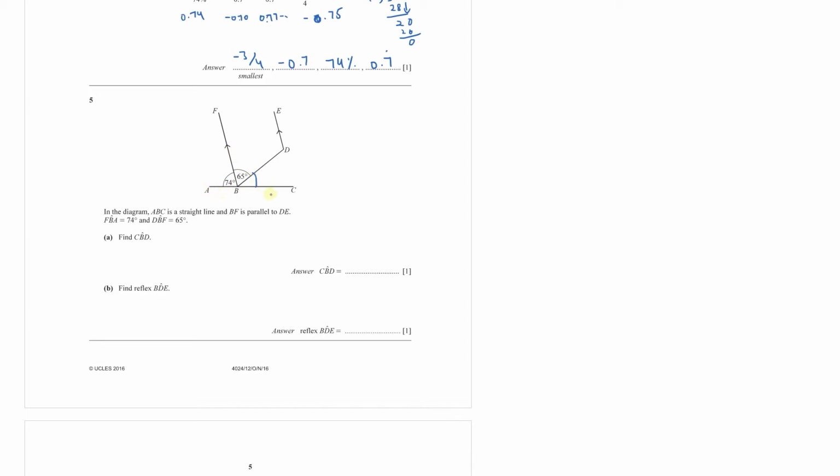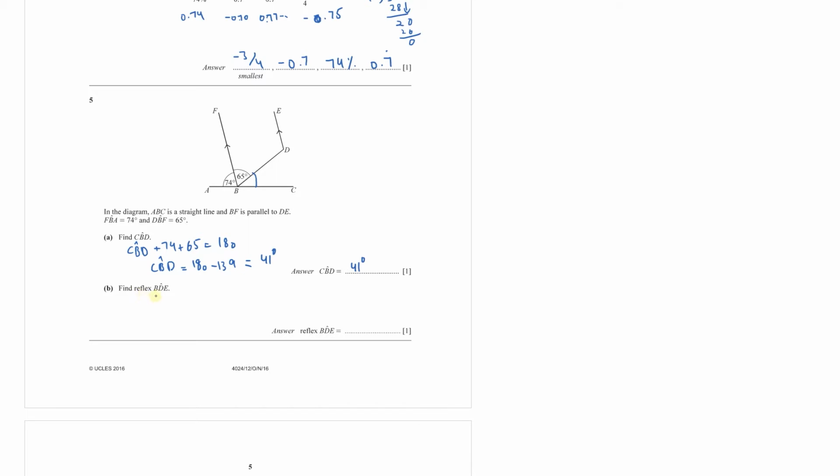So given this is a straight line, CBD plus 74 plus 65 should equal 180. So CBD should equal 180 minus, 5 plus 4 is 9, and 7 plus 6 is 13, 139. So if you subtract 139 from 180, you get 41 degrees. So CBD is 41 degrees.